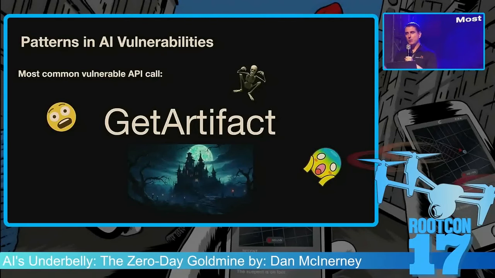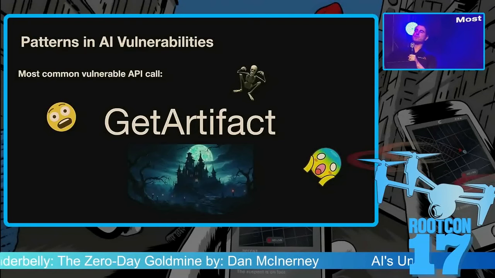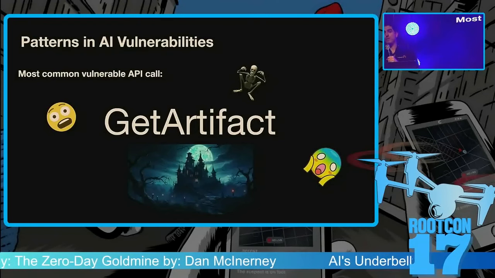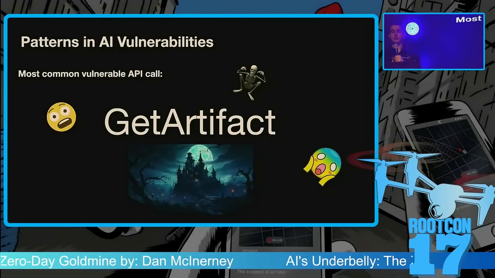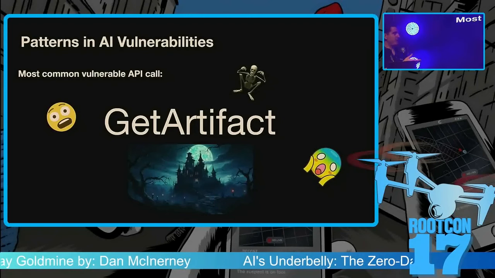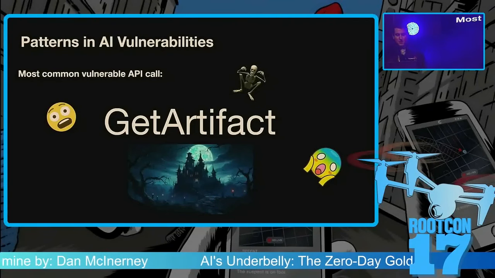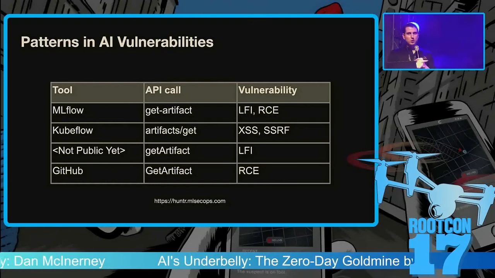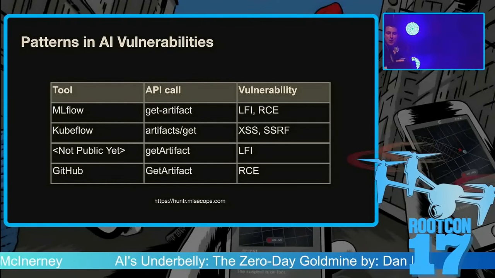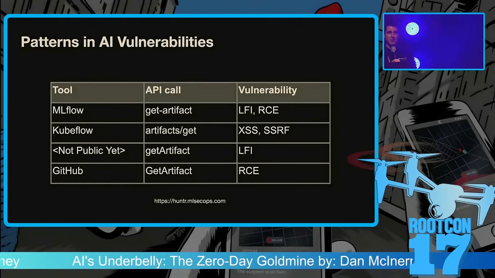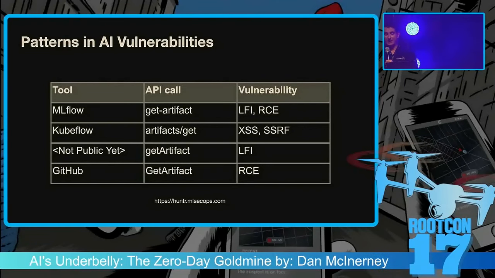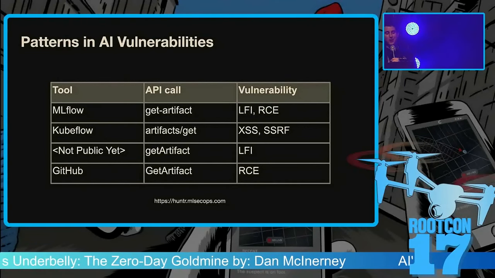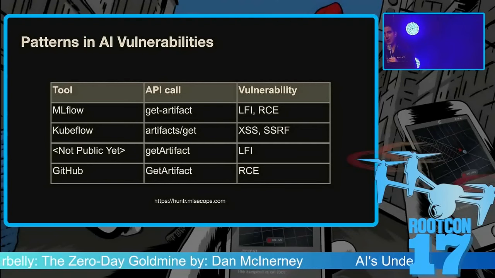Now, in the AI world, an artifact is a model file. It's an artifact of the AI engineering pipeline. So this is essentially the same thing as saying get file. But look at this. All of these tools have a get artifact API call, and all of them have a nasty vulnerability in it. Even GitHub had a get artifact API call with remote code execution.